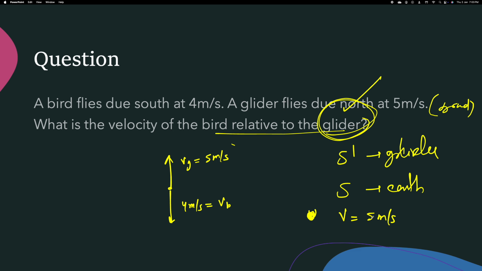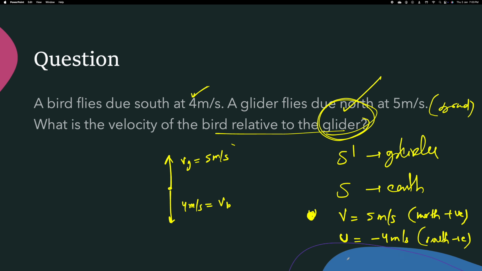I'm assuming north as positive, north speed to be positive, then south will be negative. Then what is the bird speed with respect to the ground? It will be u only, no? So bird is the object here, like a football in our example, like football inside the train. Here, the bird is like a football inside the train. So u with respect to the ground is negative 4 meters per second because it is towards south. So south will become negative.